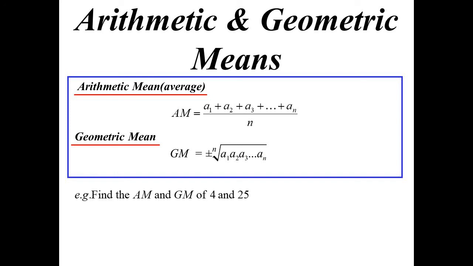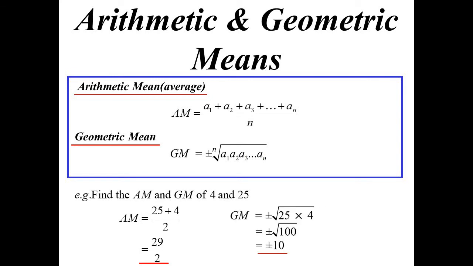Find the arithmetic mean and geometric mean then of 4 and 25. So just 2 numbers. So arithmetic mean, 25 plus 4 over 2, so 29 on 2. Geometric mean, now it's going to be the square root, plus or minus, the square root of 25 times 4. Square root of 100 is 10.